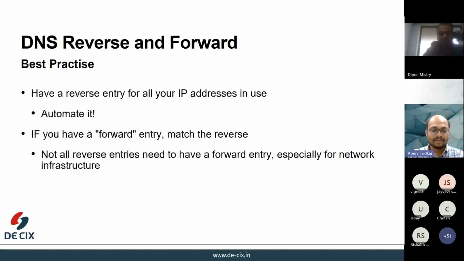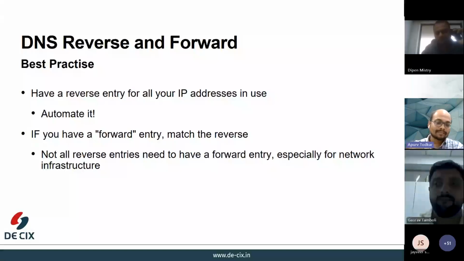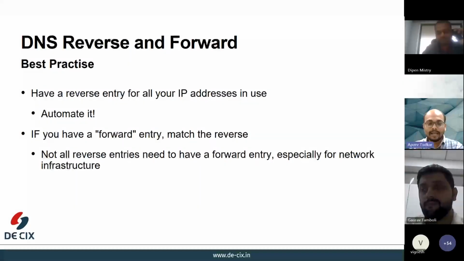So whenever you have a DNS entry for an IP address, you better think of automating it or matching the forward entry with your reverse entry. But that's a tedious job. But at least make sure that you have the reverse entries for the specified IPs that you wish to do a reverse lookup query with.